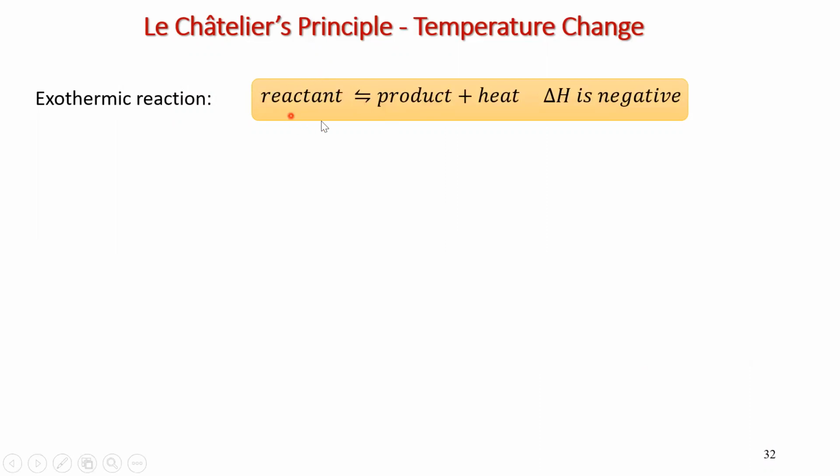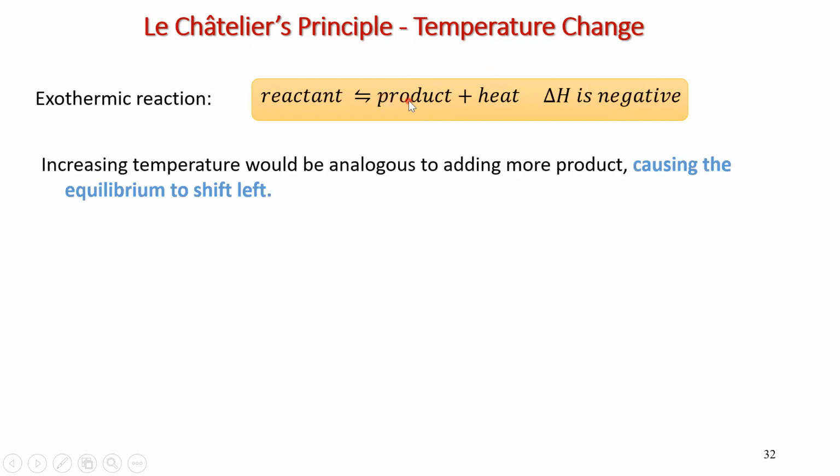We've got our reactants here, and we've got our products here. For an exothermic reaction, energy is being given off by the reaction. So it's considered to be like on the products. And delta H is negative for exothermic reactions. So it acts a lot like products do. If we were to increase the concentration of product, it would shift the equilibrium towards the left. If we increase the temperature of an exothermic reaction, it will also cause a shift to the left.